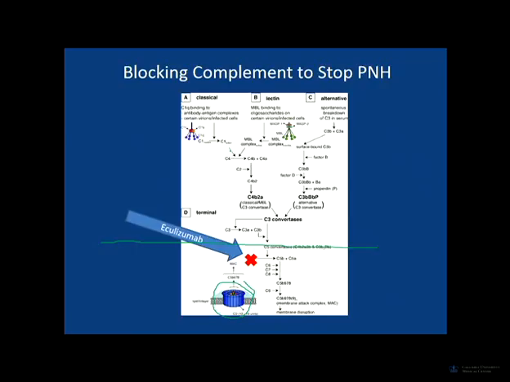Interestingly, I talked about infection. We started treating patients with eculizumab, and then a few patients ended up dying from meningococcal infections. And so apparently this part of the complement cascade is very important for preventing fulminant meningococcemia. So now before these patients are treated with eculizumab, they get immunization against meningococcus to prevent this from happening.